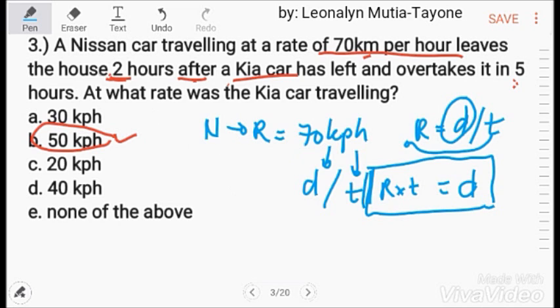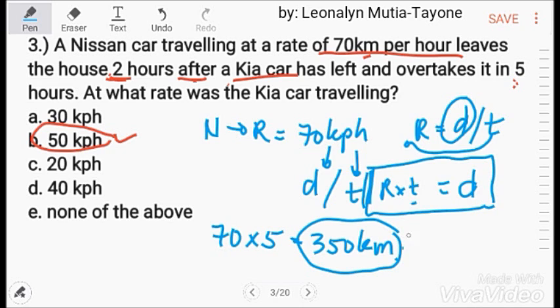Doon tayo kay Nissan car muna. Si Nissan car, ang rate niya ay 70. I-multiply natin sa time na 5 hours kasi naka-overtake siya ng 5 hours. Bale, nag-umpisa lang siya after na nag-run na sa Kia for 2 hours. So, in 5 hours time, naka-overtake siya kay Kia car. So, times 5. And that is 350 kilometers. So, ito na yung distance nila. So, in 350 kilometers, na-run lang ni Nissan yan ng within 5 hours.